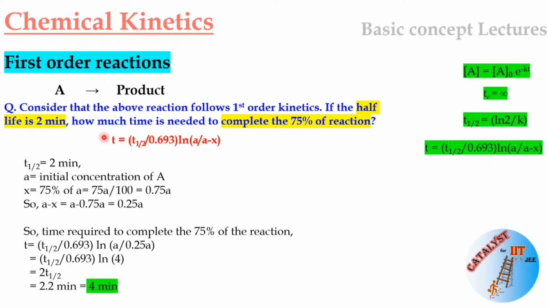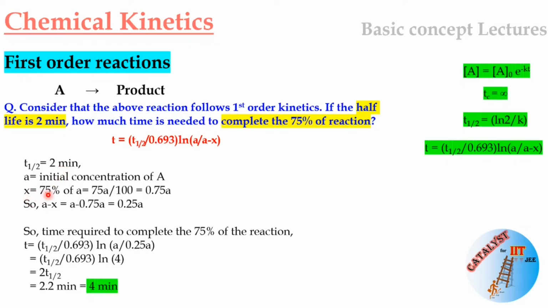So what is given? T half is given. How much time is needed? We need to calculate. And what is given? The time needed to complete the 75% reaction. So time is required, so we need to follow this equation. Also the t half is given, correct? Now t half is 2 minutes. A is your initial concentration of your reactant. Now the x is 75%, correct? Because the 75% reaction is completed.